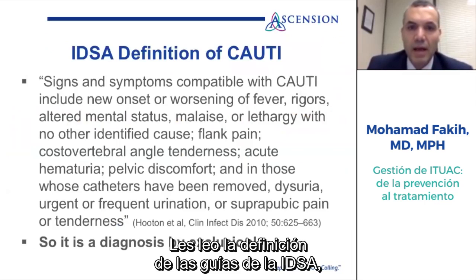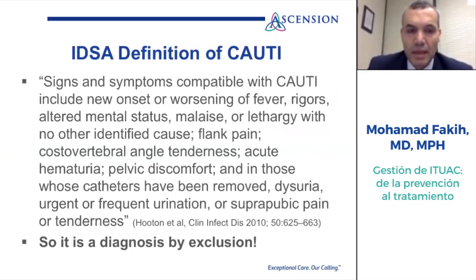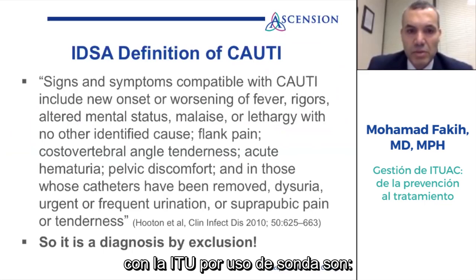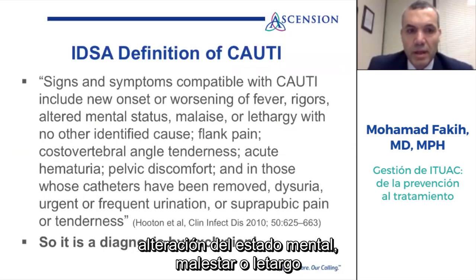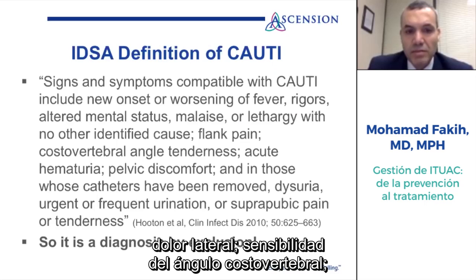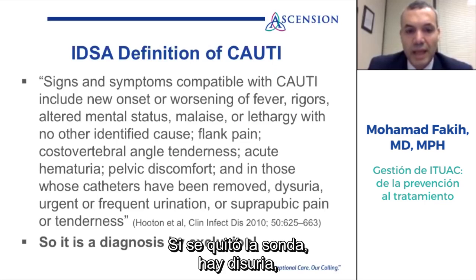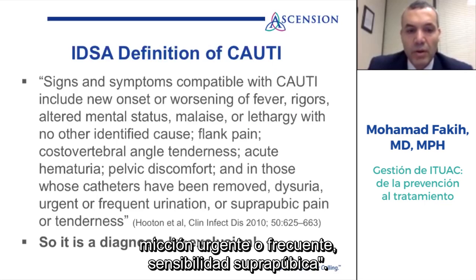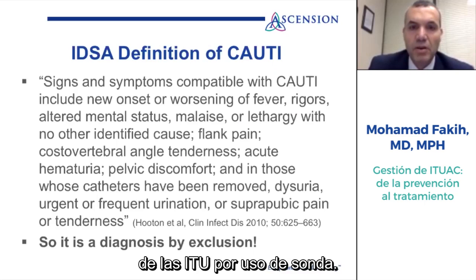Let me read how it's defined. This is from the IDSA, Infectious Diseases Society of America guidelines in 2010. Signs and symptoms compatible with catheter-associated UTI include a new onset or worsening of fever, rigors, altered mental status, malaise, or lethargy with no other identified cause, flank pain, costovertebral angle tenderness, acute hematuria, pelvic discomfort, and in those whose catheters have been removed, dysuria, urgent or frequent urination, or suprapubic pain or tenderness. So it is a diagnosis by exclusion, and that's the tough part with catheter-associated UTI.